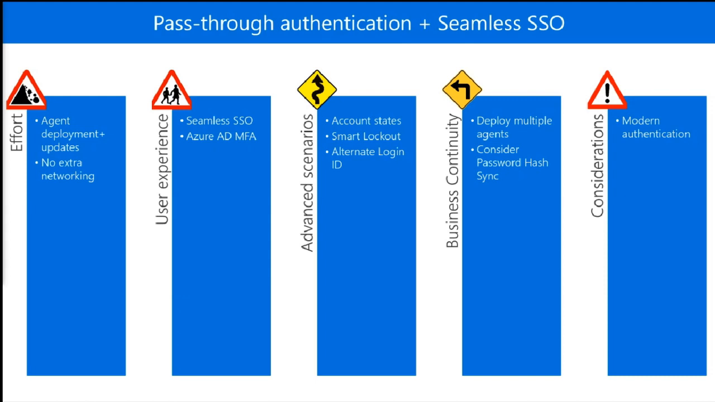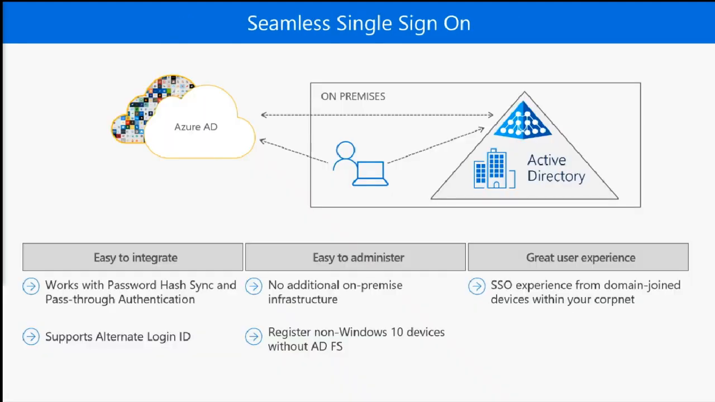You do get to control account states, in terms of maybe I want to use an alternate ID, maybe I want to use logon hours, some of those things. You only get the ability to use the leaked credentials report when you enable pass-through authentication in conjunction with password hash sync. But listen, you've got to have multiple agents to ensure business continuity. Still, again, consider password hash sync if you can do that. And then, of course, as always, only the applications that are using modern authentication can do seamless single sign-on in this case.